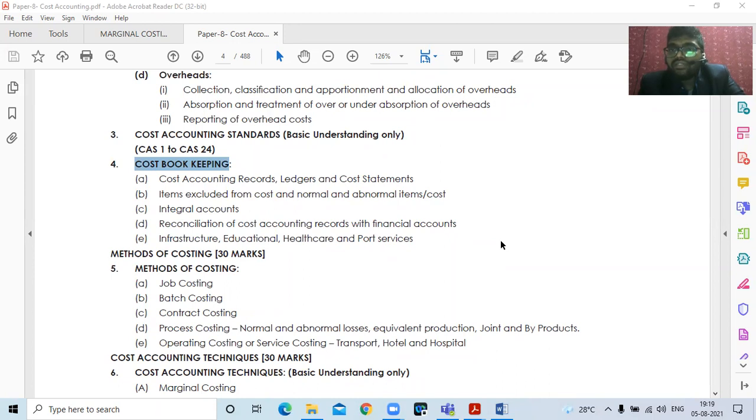And one more thing you have, that is your cost sheet. You also have your cost sheet.